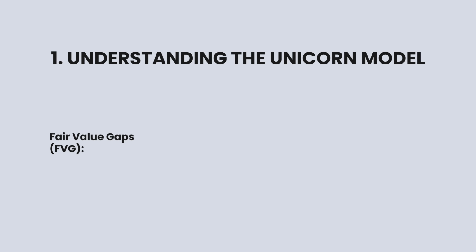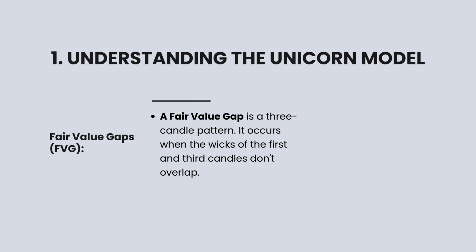Fair value gaps. I've talked about fair value gaps frequently, but let's quickly recap. A fair value gap is a 3-candle pattern. It occurs when the wicks of the first and third candles don't overlap. Here are examples of bullish and bearish fair value gaps.